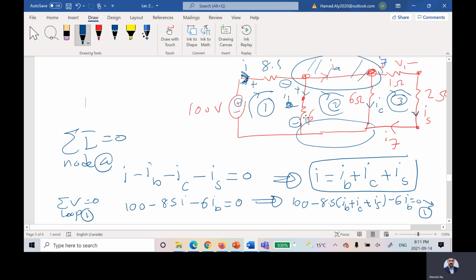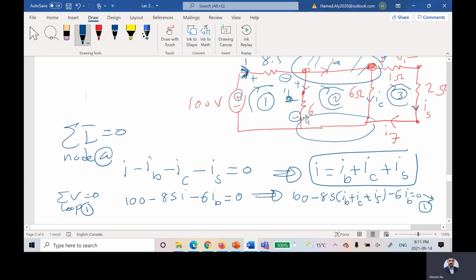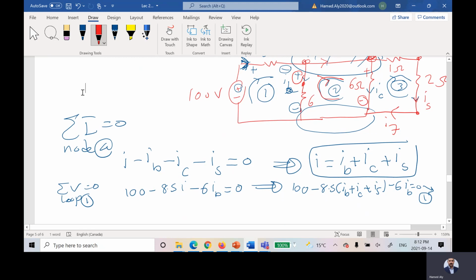And I'm going to say summation the voltage for loop 2 is equal to 0. So I'm going to use this direction. The second sign is positive. The second sign here is negative. So based on that, I'm going to say summation V is equal to 0 for loop number 2.